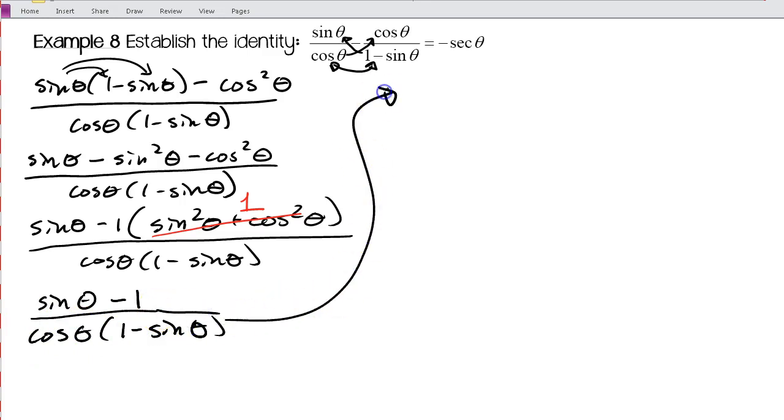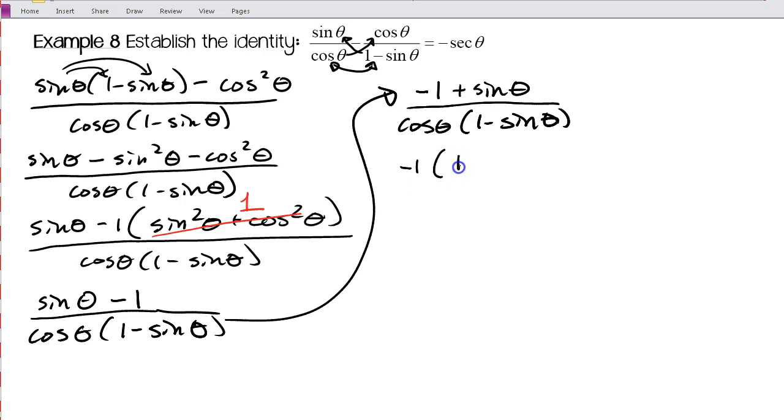Alright, we'll continue up over here. Now these two, they look similar. This numerator part here and my denominator part there. So I'm going to take this numerator and flip it around. So I have minus 1 plus sine theta. This is just a little algebra manipulation here. Over cosine theta times 1 minus sine theta. Then I'm going to factor a negative 1 out of each term in the numerator. So I have negative 1 times 1 minus sine theta. So you can probably see what I'm going after right now. Over cosine theta times 1 minus sine theta.